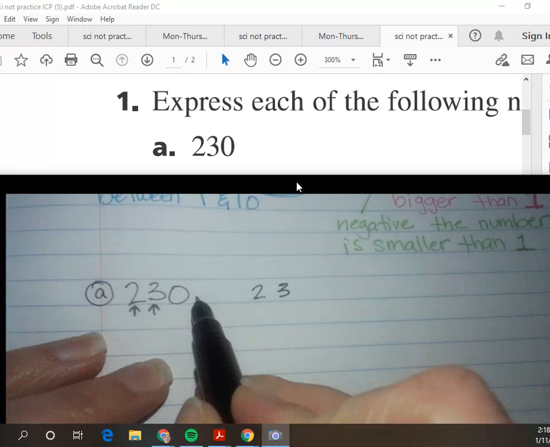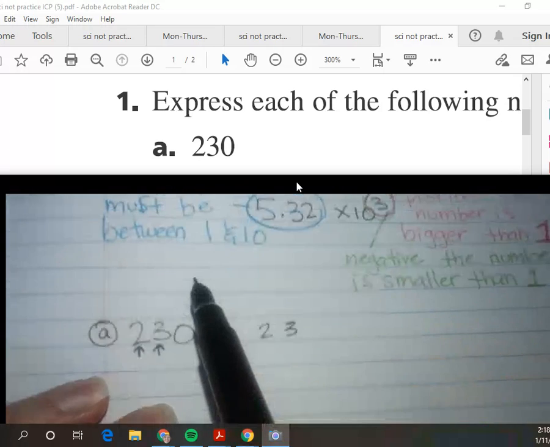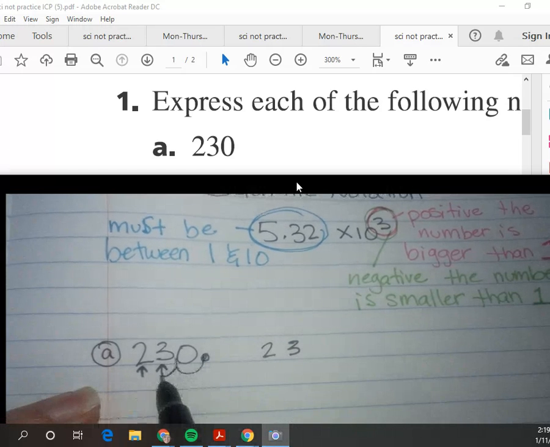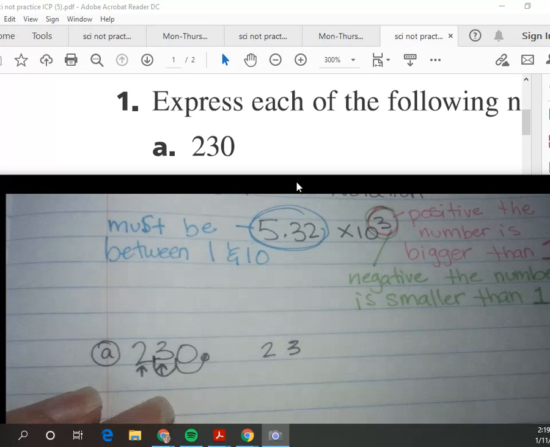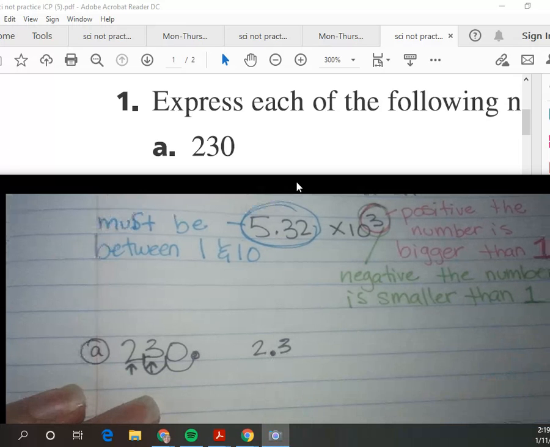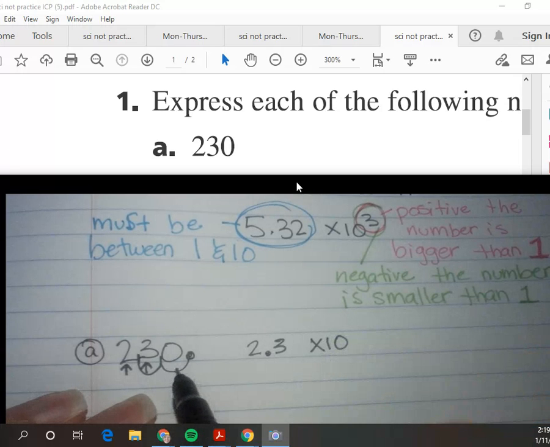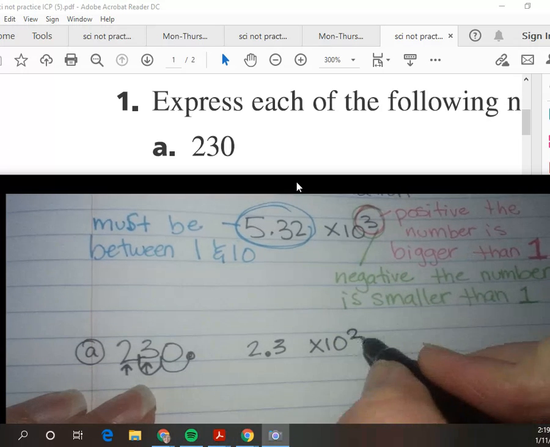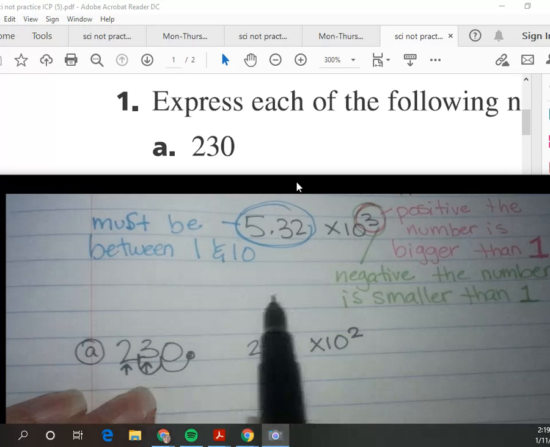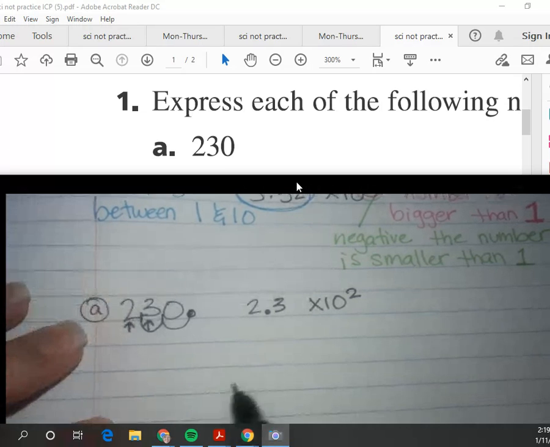And then if we have an imaginary decimal place right here, we need to move it so that our number is between 1 and 10. So 1, 2 times is what it's going to take to get that number between 1 and 10. So my decimal point has to go between the 2 and the 3. And then we just put times 10. And how many times did we move the decimal place? 2. So we know that the exponent is going to be positive because our original number that we started with was bigger than 1. All right, let's do a couple more.